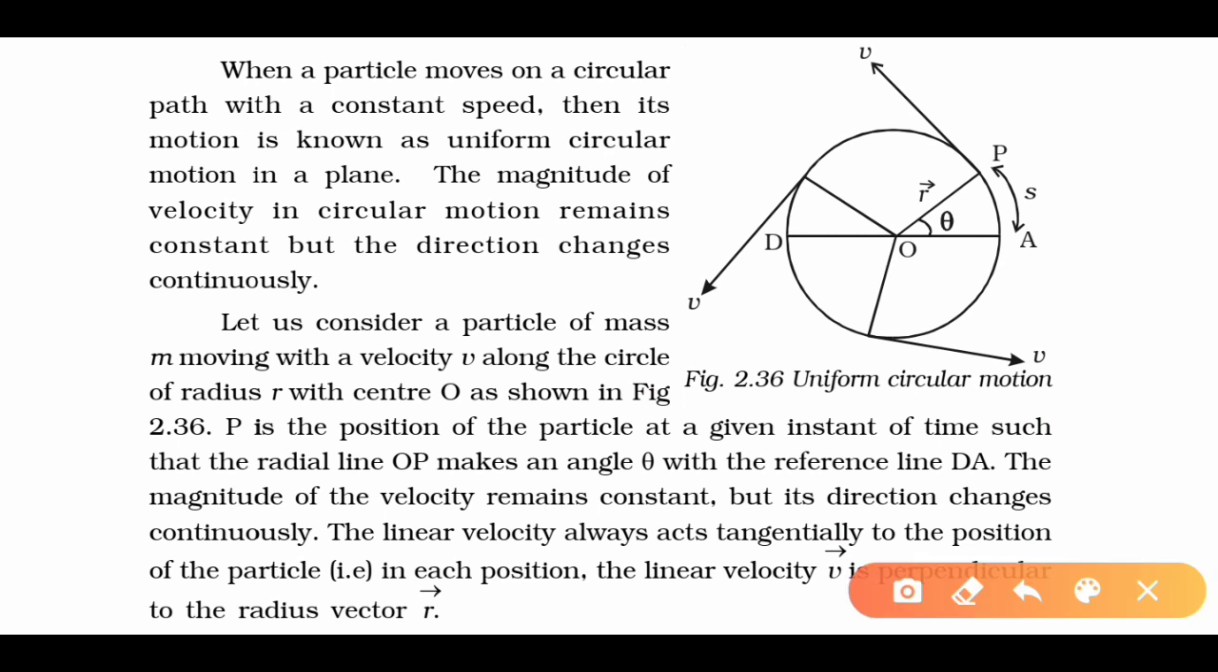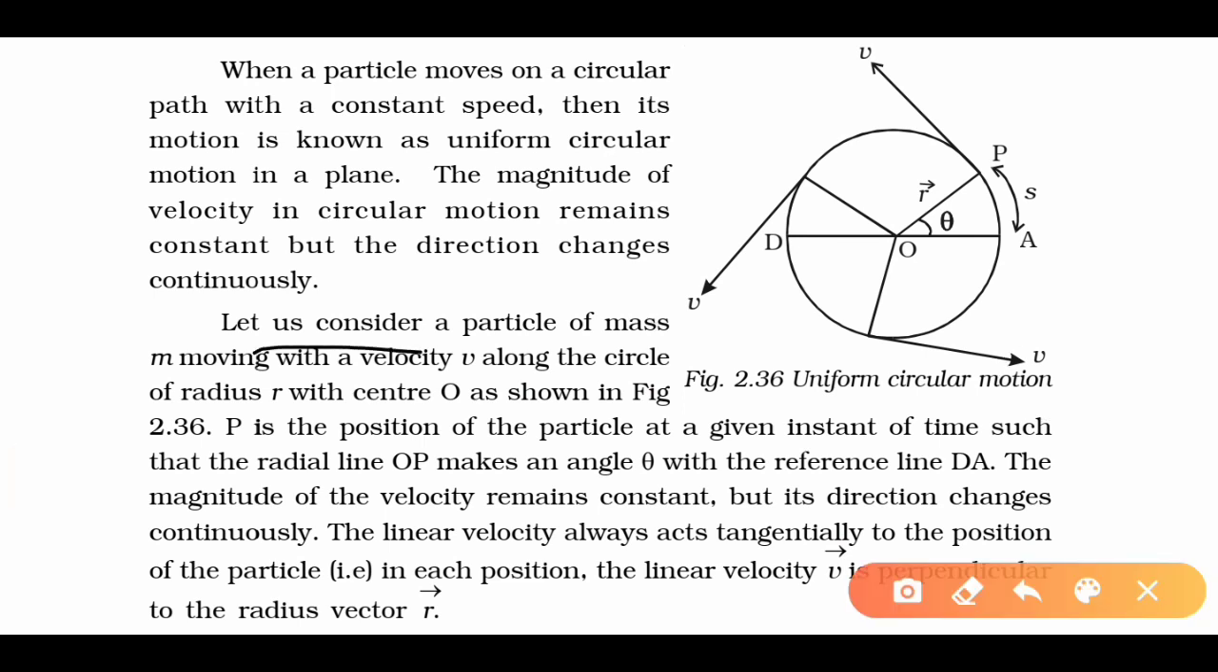So as you can see in the diagram, an object is moving in a circular path. So in this case, the velocity of the object is constant. This one is constant, this one is constant, v and v. But the direction of velocity at each point is different.